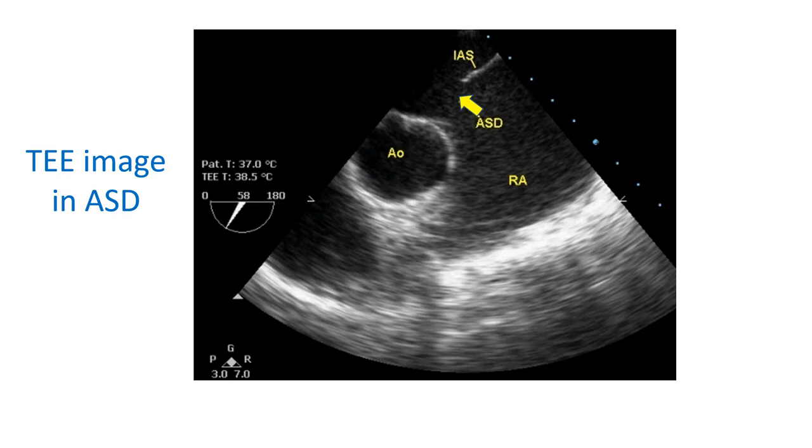TEE is very useful in picking up small clots and vegetations on heart walls. This helps in the diagnosis of potentially life-threatening conditions like infective endocarditis. It can evaluate atrial septal defects much better than transthoracic echocardiography.